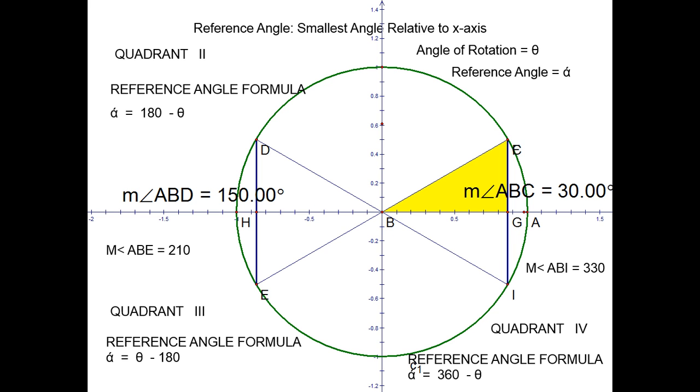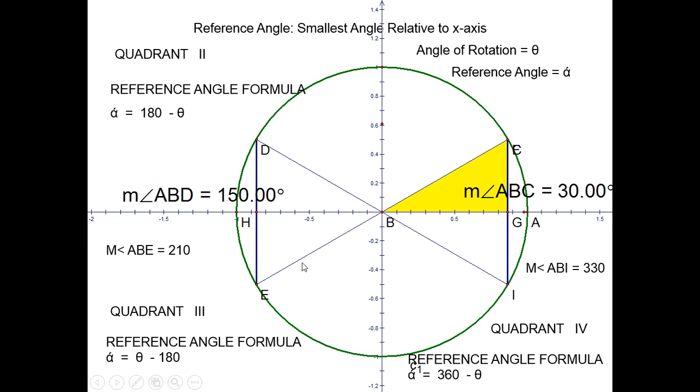By reference angles, we mean basically the smallest angle relative to the x-axis. So we're looking at 3 angles. We're looking at the 30-degree angle here, okay, that is on the unit circle. We're looking at the 150-degree angle, the 210-degree angle here, and a 330.